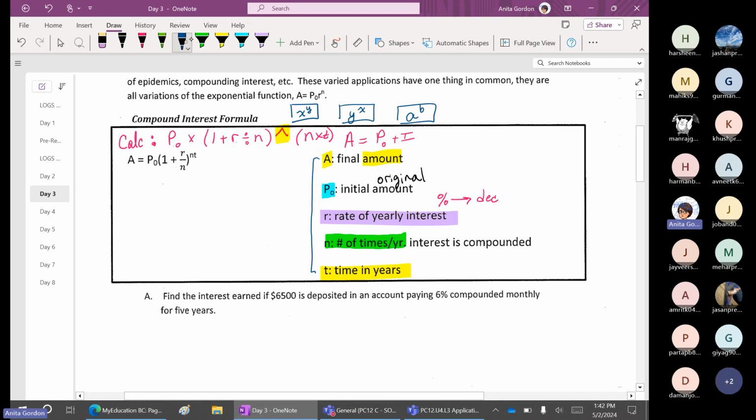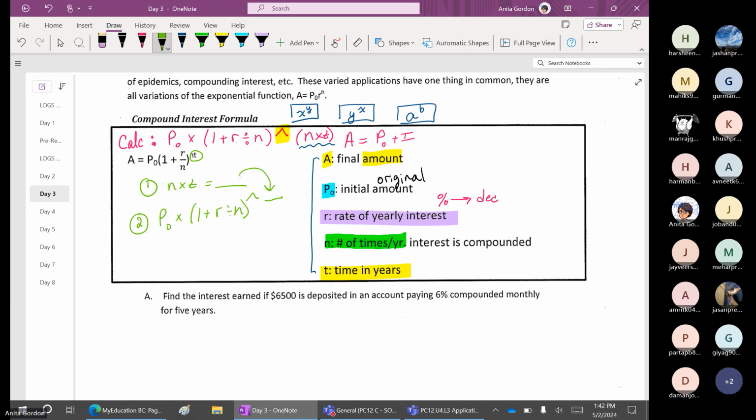alternatively, to save yourself some buttons here, to make life a little bit simpler, you could just simplify what is n times t in that exponent and then do p naught times 1 plus r divide by n to the power of blank, whatever number you get here. That'll save you some margin of error because it's a lot of brackets and a lot of buttons to put into one line, especially if you have a scientific calculator. You might not be able to see your entire equation, and that's where people start getting messed up because they can't see their mistake.